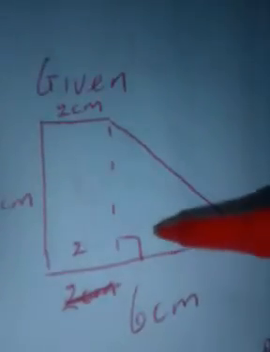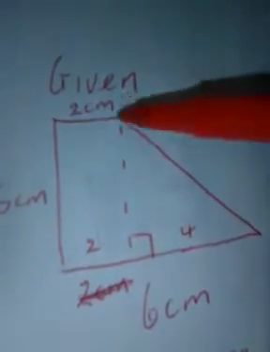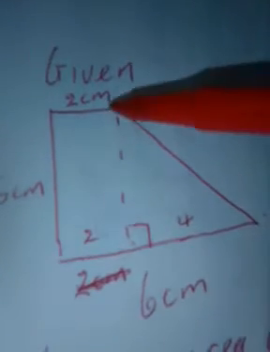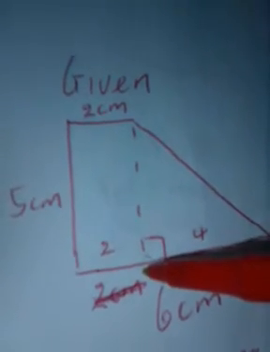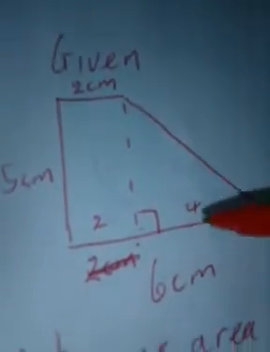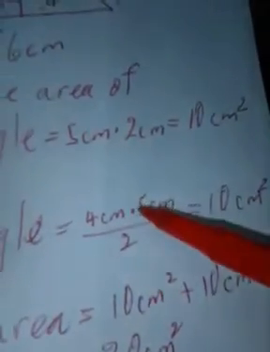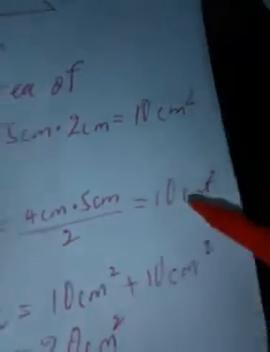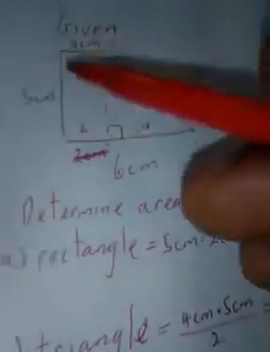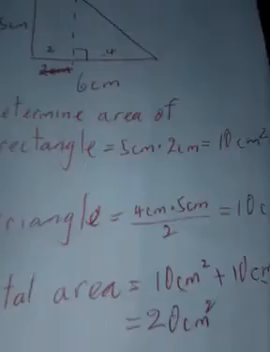Now, to find the area of a triangle, it's equal to half base times height. Now, if from here to here is 2, and this whole thing is 6, that means that this must be 4 in here, right? And the perpendicular height is going to be 5 centimeters, right? So the area is going to be 5 centimeters times 4 centimeters divided by 2. 4 times 5 divided by 2 is equal to 10 square centimeters. How do you find the area of the whole shape? Just add the two areas together. That's going to be 10 centimeters squared plus 10 centimeters squared is equal to 20 square centimeters.